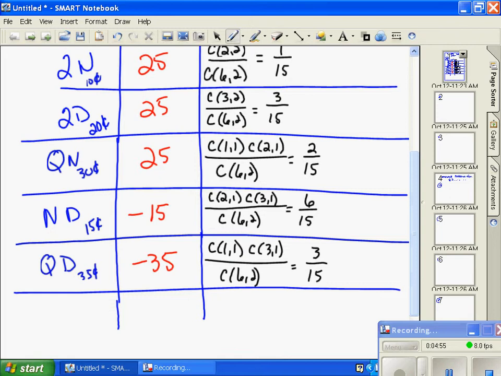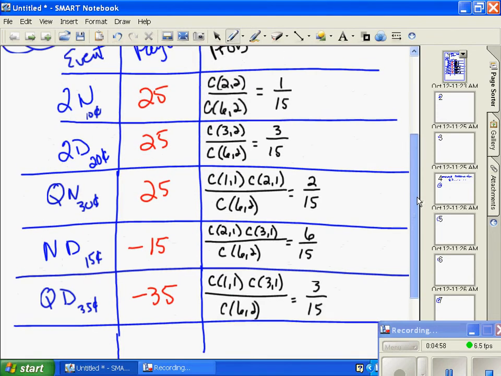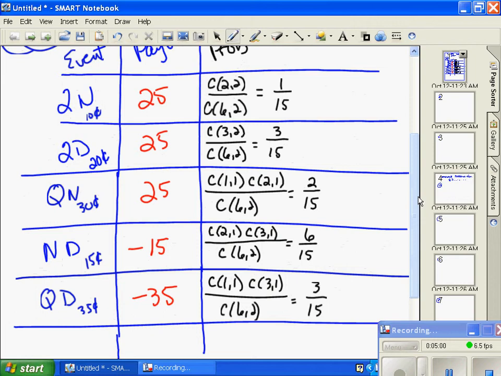I want to double check: does the sum of that probability column add up to 1? So I get 1/15, 3/15, 4, 6/15, there's 12/15. Yes, I got it.